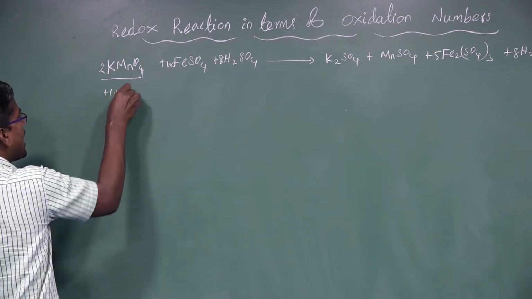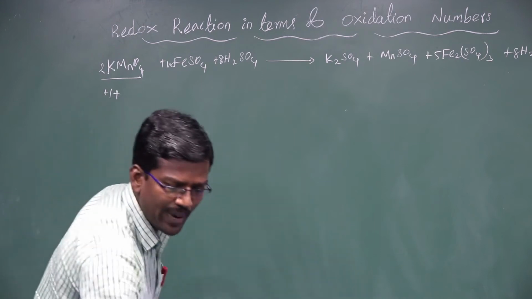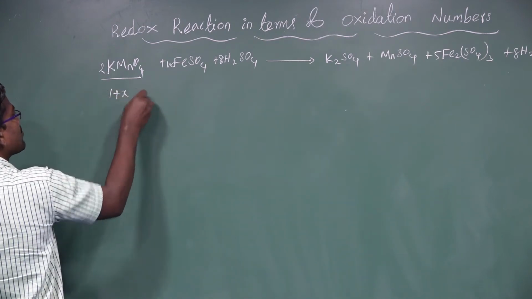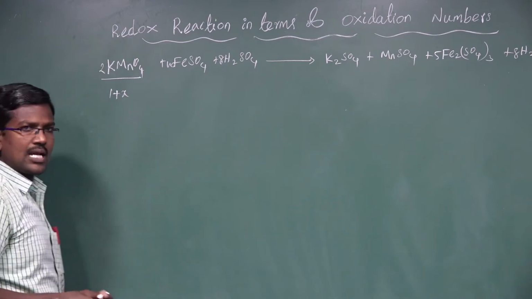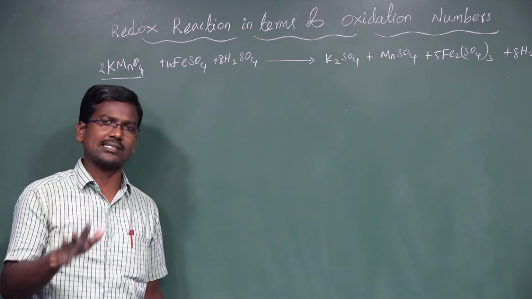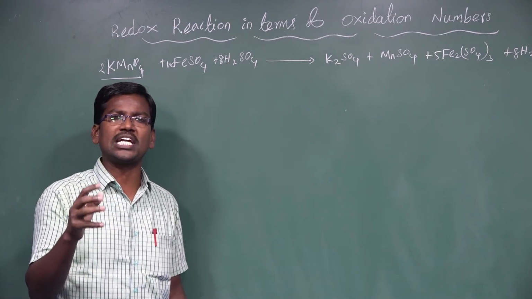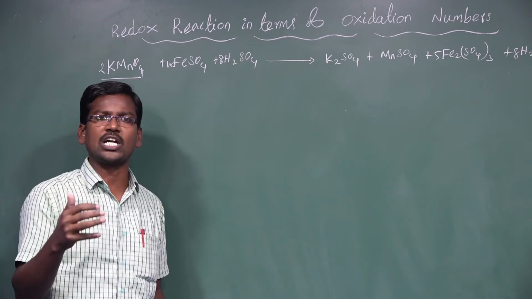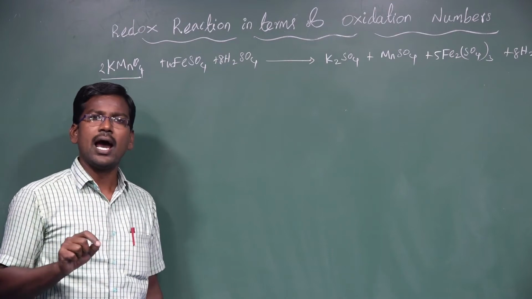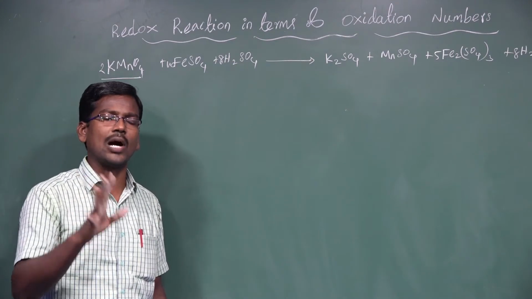Next, we are going to find out the oxidation number of manganese. The oxidation number of manganese can be expressed as X. Then the oxidation number of oxygen is minus 2. The oxidation number of oxygen varies in different compounds; it depends upon the different linkage. Generally, the oxidation number of oxygen is minus 2 in general compounds.